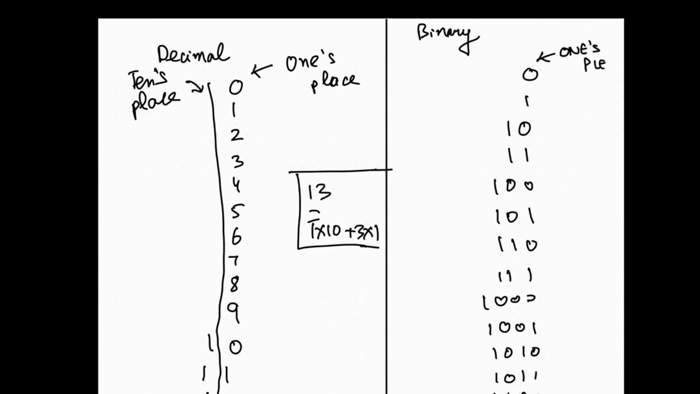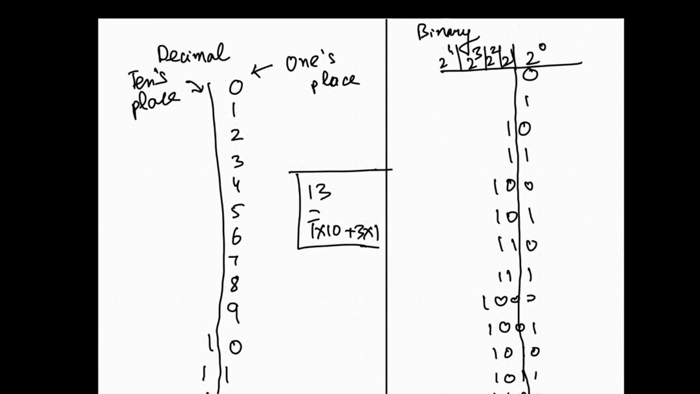Ones place, or 2 to the power 0. Right. The second column will correspond to 2 to the power 1. Put the power 0, put the power 1, put the power 2, put the power 3, put the power 4. Right.